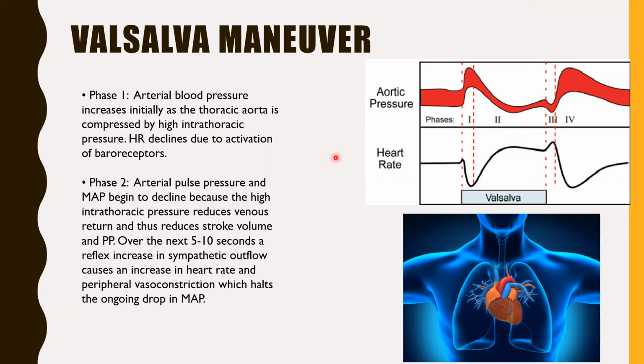Okay, thank you. The second phase: the arterial pulse pressure and the mean arterial pressure begin to decline. We said that in the first phase, we increase the intrathoracic pressure, because when we pushed up, we increased the intrathoracic pressure. When you increase the intrathoracic pressure, your venous blood will not return properly.